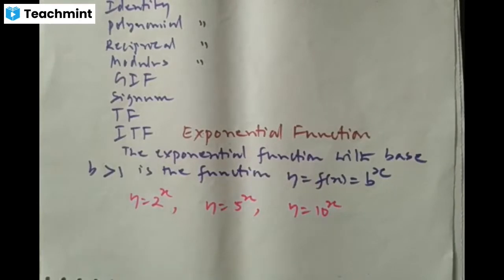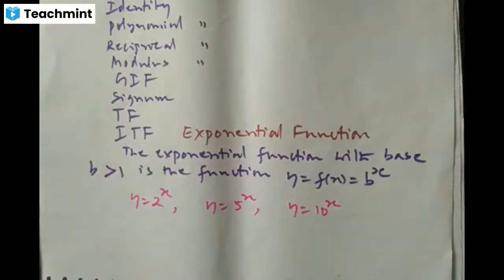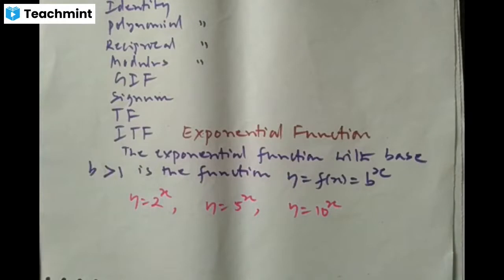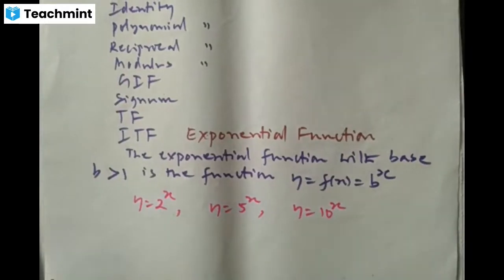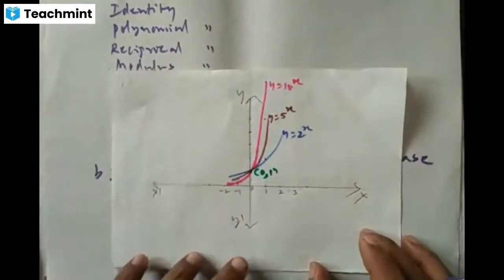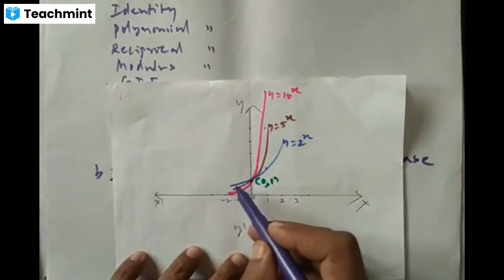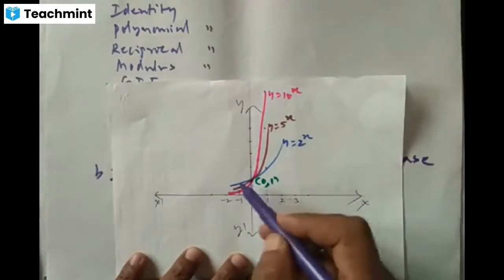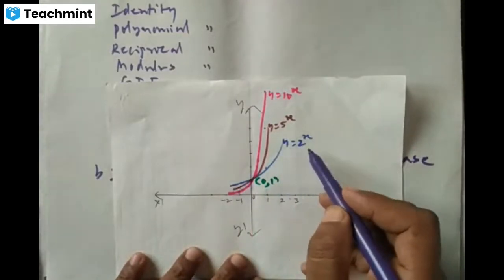Now we shall draw the graph of these three functions, and based on the graph we shall discuss some important points. I have already drawn the graph of these three functions. You just draw this diagram. Okay, see, the curve in the blue color is the graph of the function y is equal to 2 power x.